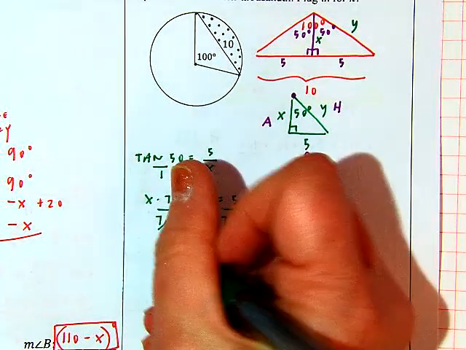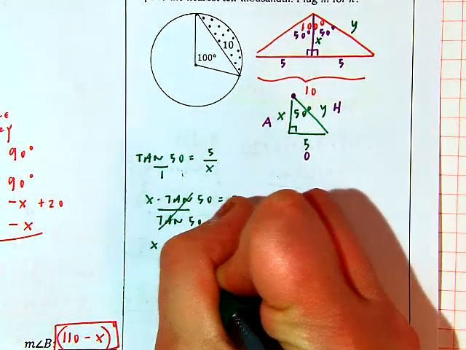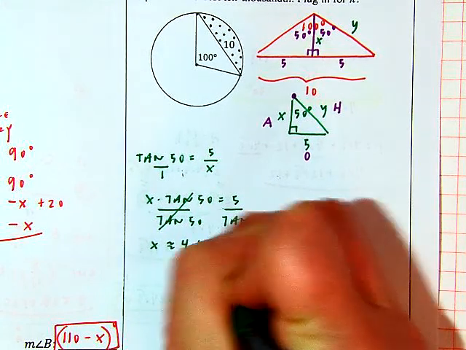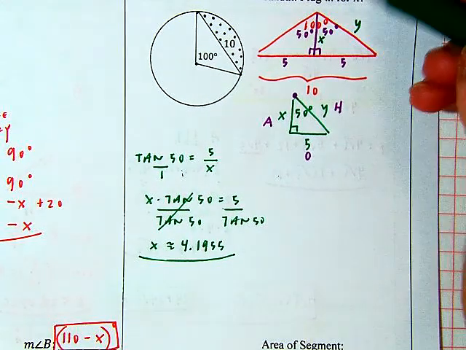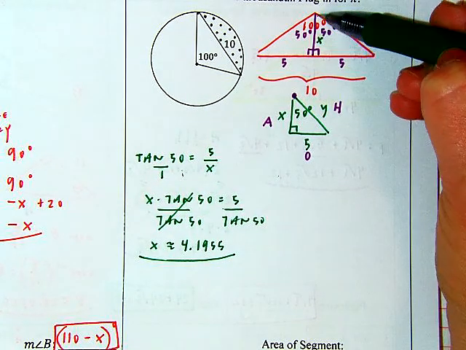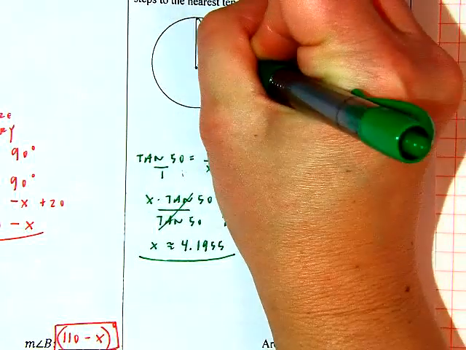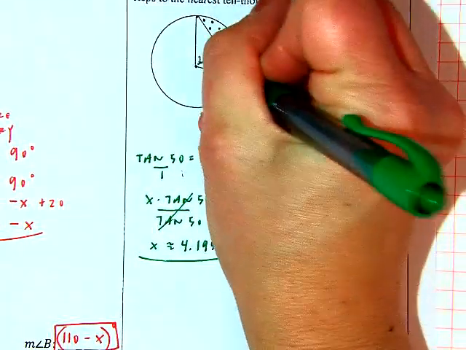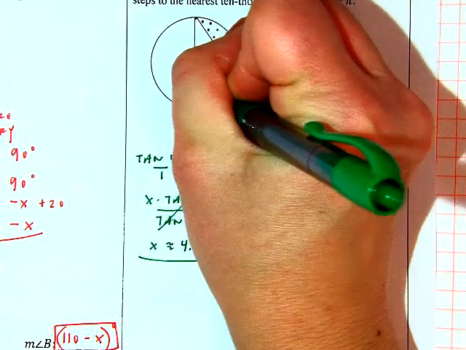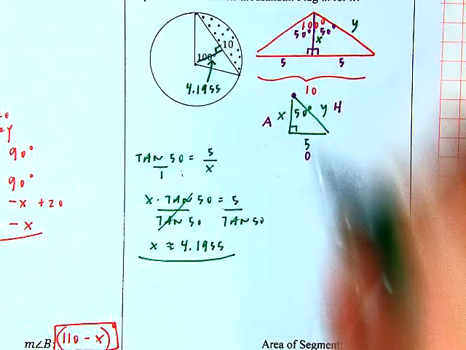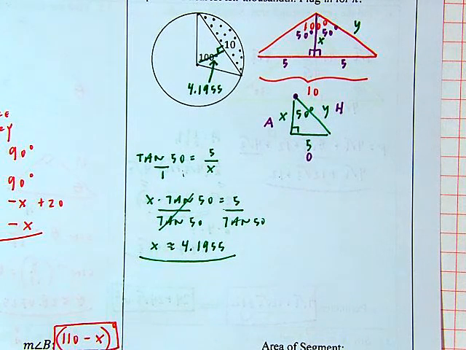And we get that x is about 4.1955. So that's right here. That's x. That's the height of the triangle. If I draw it in right here, I can label it. So right there is about 4.1955. That's the height of the triangle.